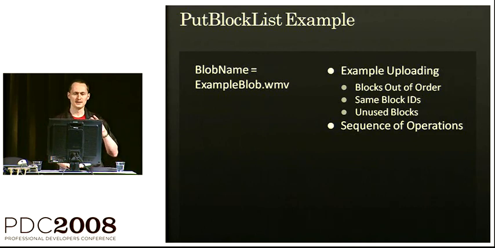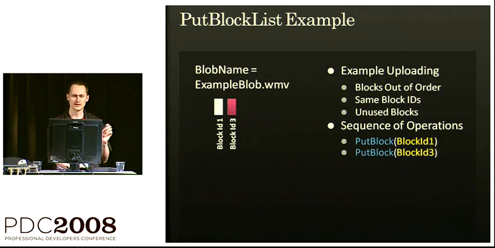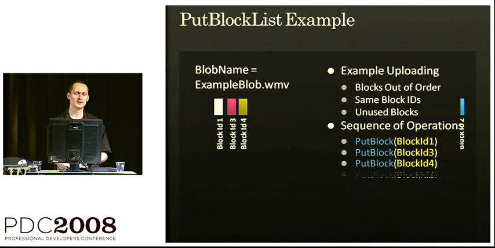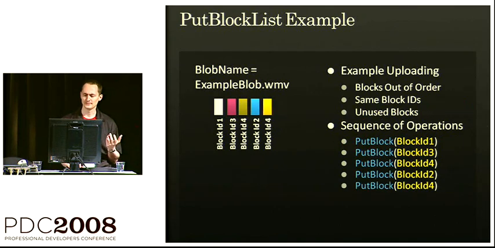So we're going to put blocks for this blob in the following order. We're going to do a put block of block ID 1, do a put block of block ID 3, do a put block of block ID 4, do a put block of block ID 2, and then for some reason we never got an ACK back for when we did the put block of block ID 4, so let's put it again.